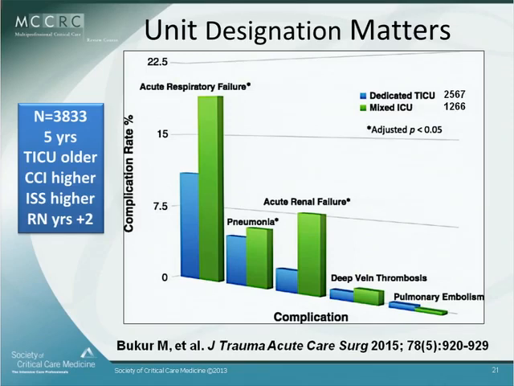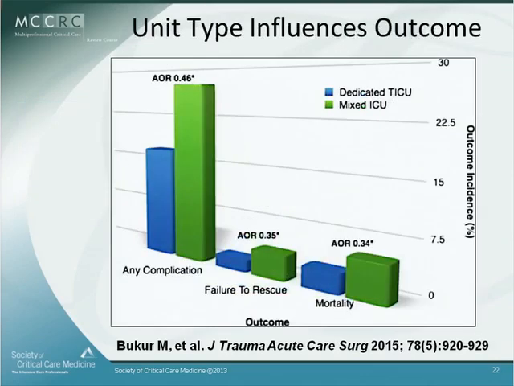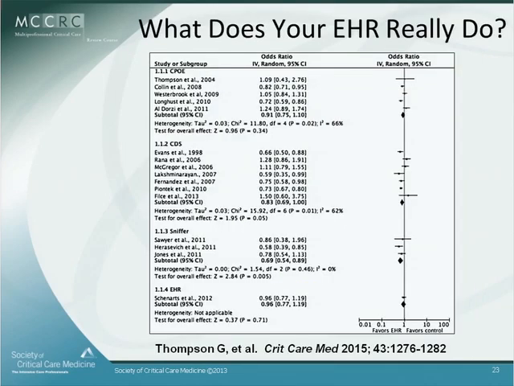This data spans 5 years. And in fact, when you look at the adjusted odds ratio for any complication, failure to rescue, or mortality, it was always better when you had a stable group of nursing providers because it was the same doctors in both units. So there is something to be said for you from an administrative standpoint to look at nursing turnover as an indicator of success and quality.